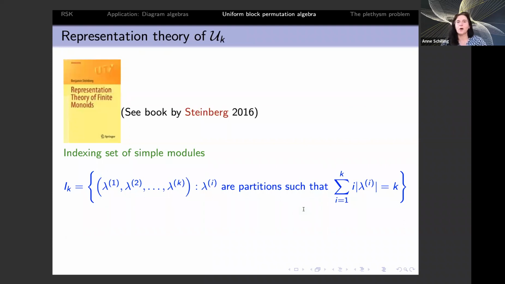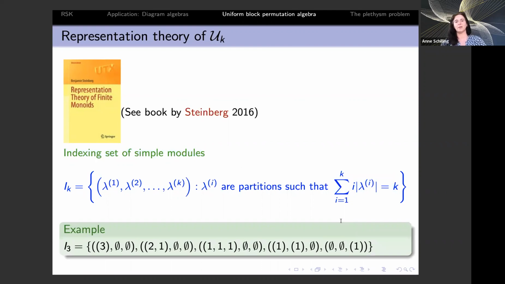As I mentioned before, in semigroup theory, the representation theory of certain monoids is already well studied. For example, if you read this book by Steinberg on representation theory of finite monoids, you will see that the simple modules of such a monoid are indexed as follows. The indexing set will be tuples of partitions, partitions of integers, such that if you take the weighted sum of the sizes of the partitions, you get K.